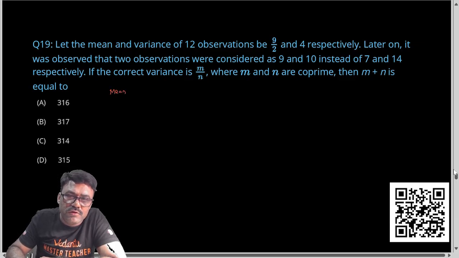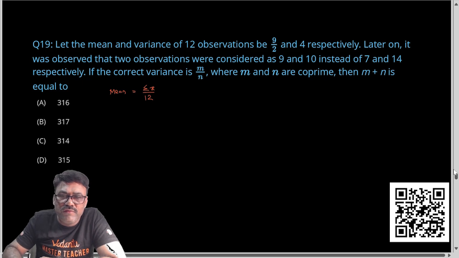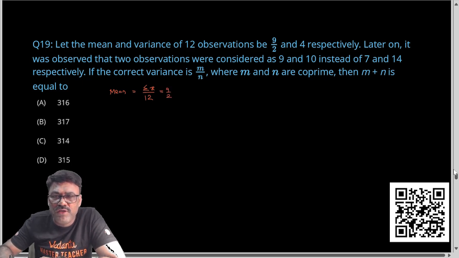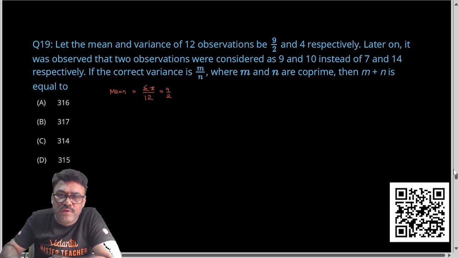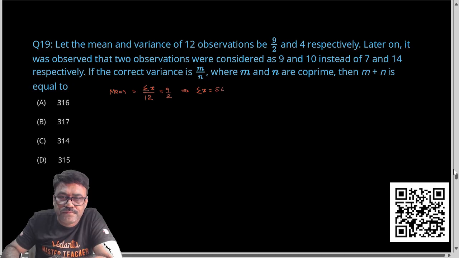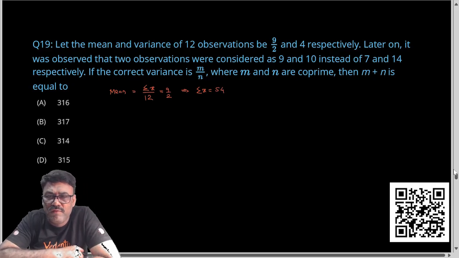So mean is what? Sigma x over n. N is 12, the number of observations is 12. And this mean is given as 9 by 2. So sigma x will be what? Sigma x is 54.